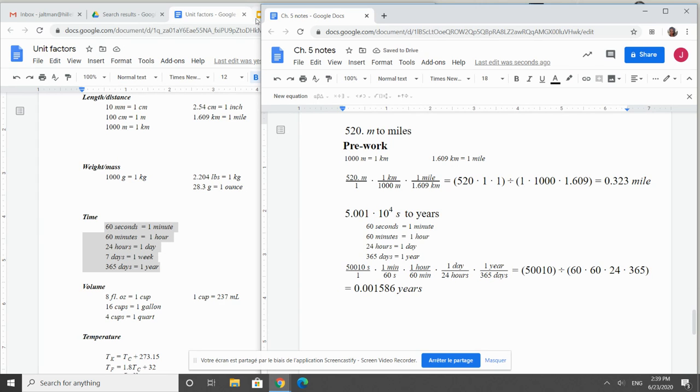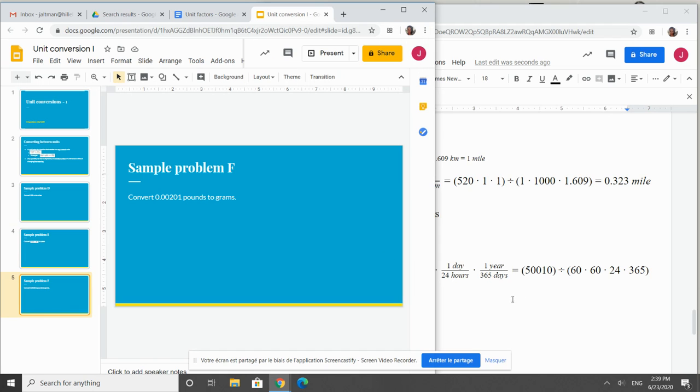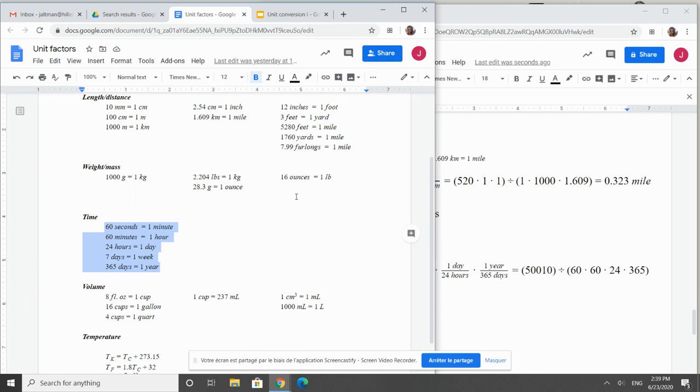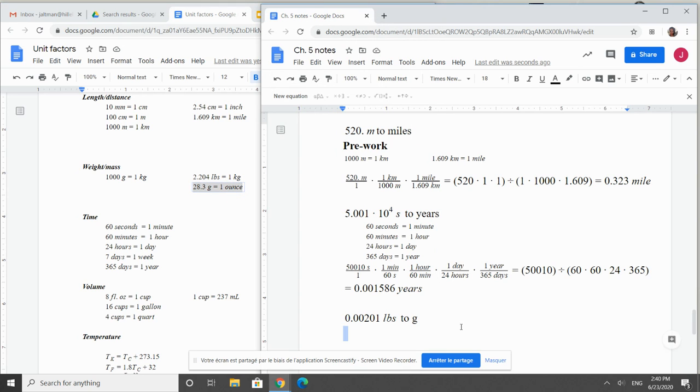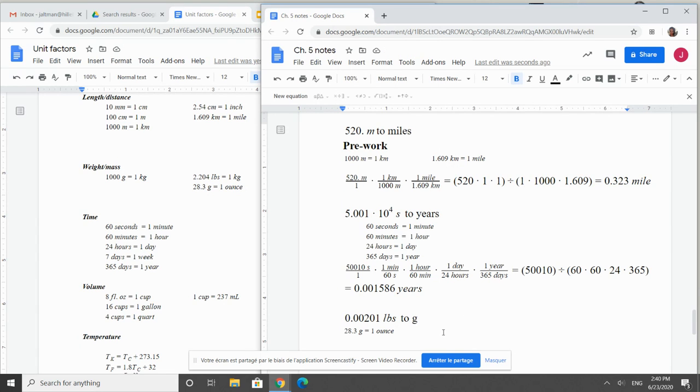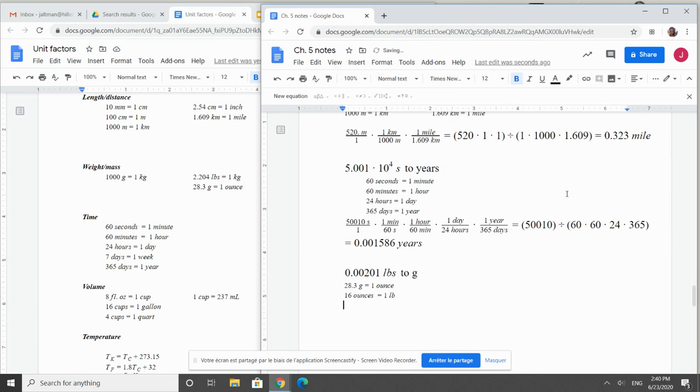Now I've got one more example for us. We're going to convert 0.00201 pounds to grams. Before I actually go ahead to do the problem, I'm going to look for a relationship between pounds and grams. There's actually 2 different ways I could do this problem. I'm seeing that there's a relationship between grams and ounces, so I'm just going to go ahead and add that. And then there's a relationship between ounces and pounds. There's another way I could have done this too. If there's more than one correct way, then you'll just do it whichever way that you prefer.